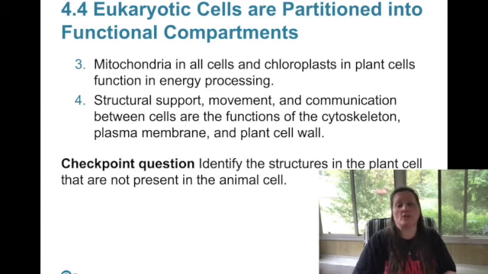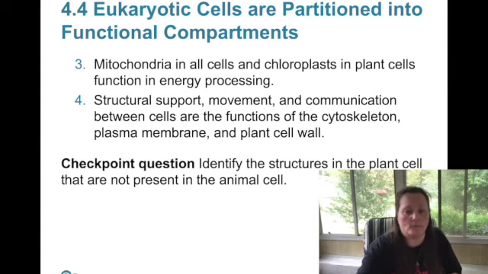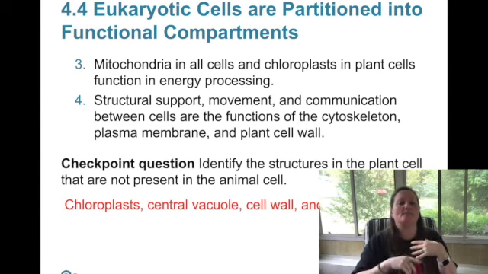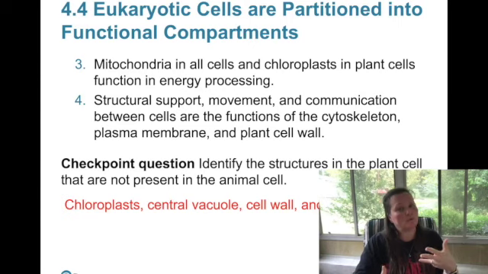Now, checkpoint question. Identify the structures in the plant cell that are not present in the animal cell. Well, plant cell has chloroplasts, a large central vacuole, cell wall, and plasmodesmata. I normally don't ever ask you about the last part, but knowing that the plant cell has a cell wall and the animal cell does not, that's very important to remember.